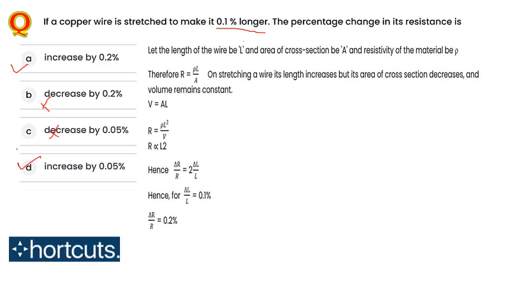The percentage change in resistance: for the first wire, the length is L, area of cross section is A, and the material has a resistivity rho. This is a copper wire, so rho will be the same. Here R is equal to rho L divided by A. Once you stretch the wire, the length increases, and at the same time the area of cross section decreases. So the volume remains constant. Volume will not change. Volume is area into length. In this one, area A is equal to volume divided by length.